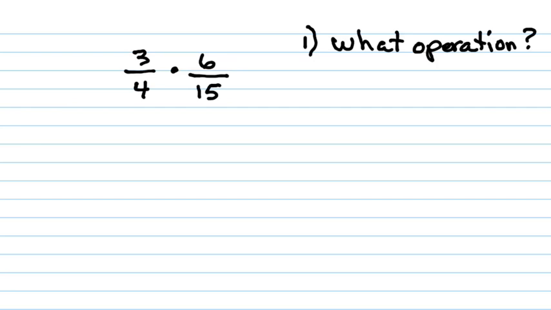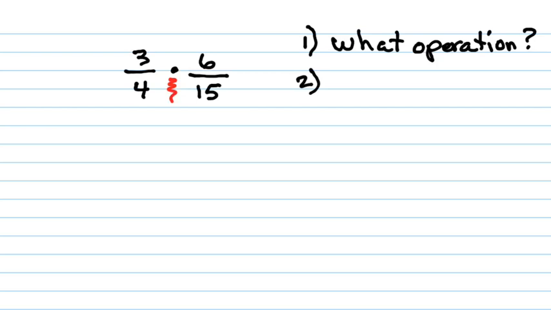If you don't know what operation you have, then you don't have a clue what to do, right? You are never going to understand what you need to get done if you don't know what operation it is. So first thing you always do is ask yourself what operation. This one's easy. We see the dot, which indicates what? Multiplication.